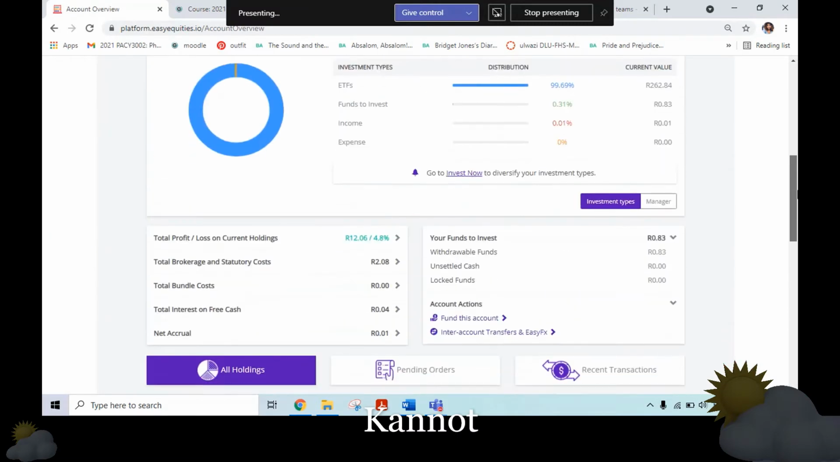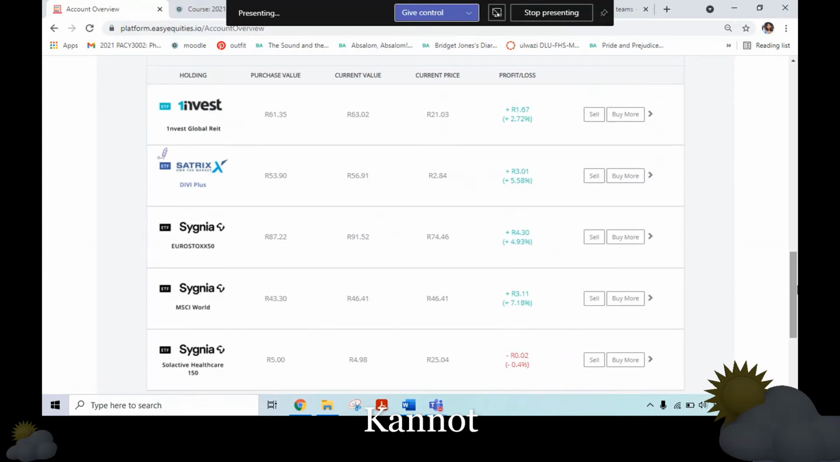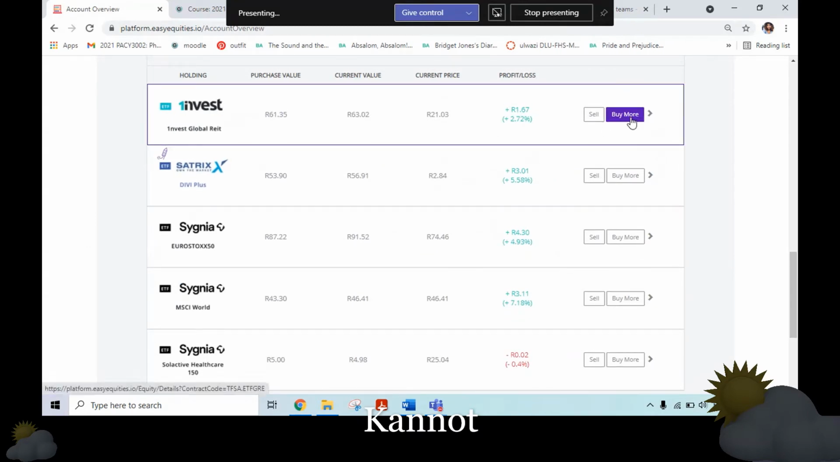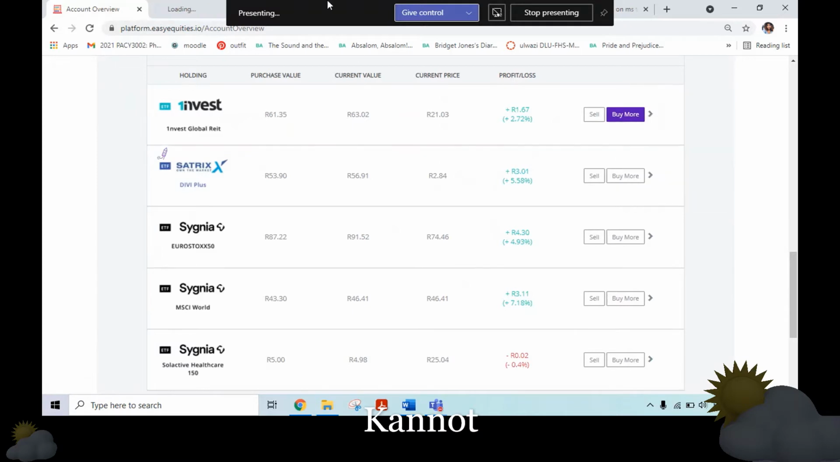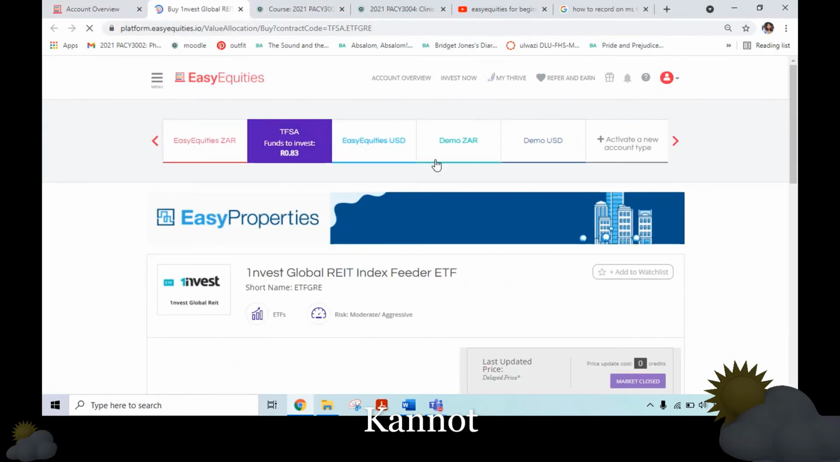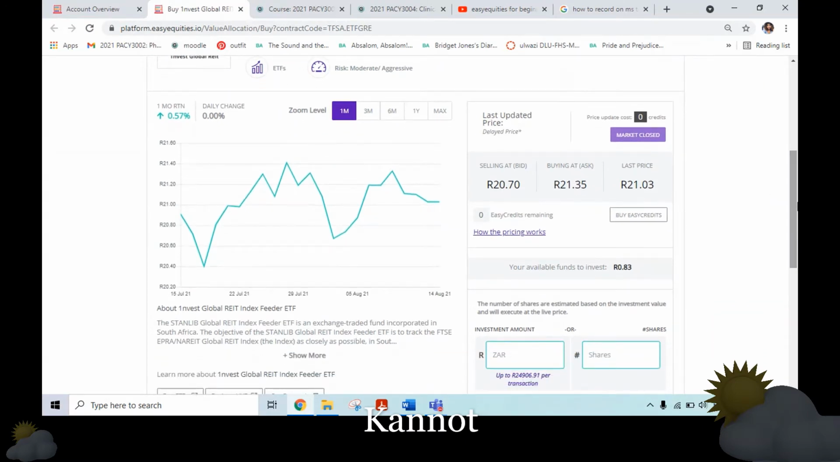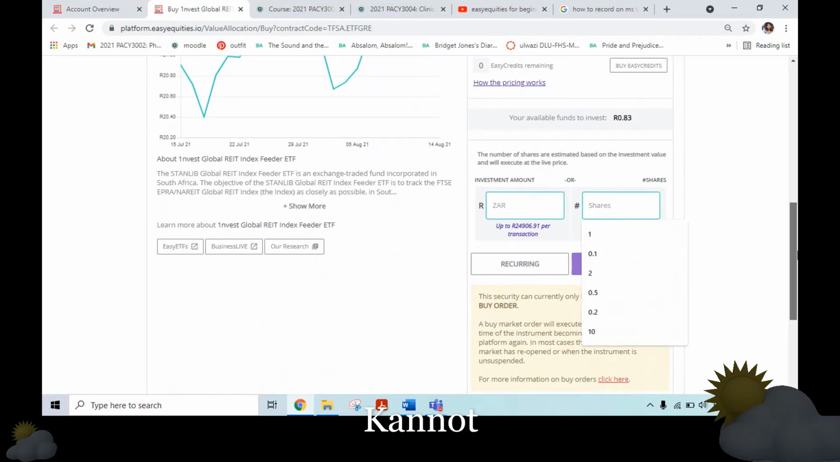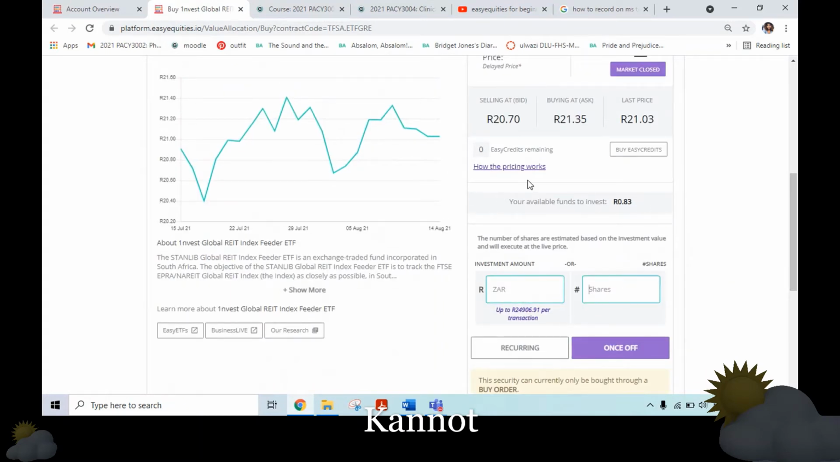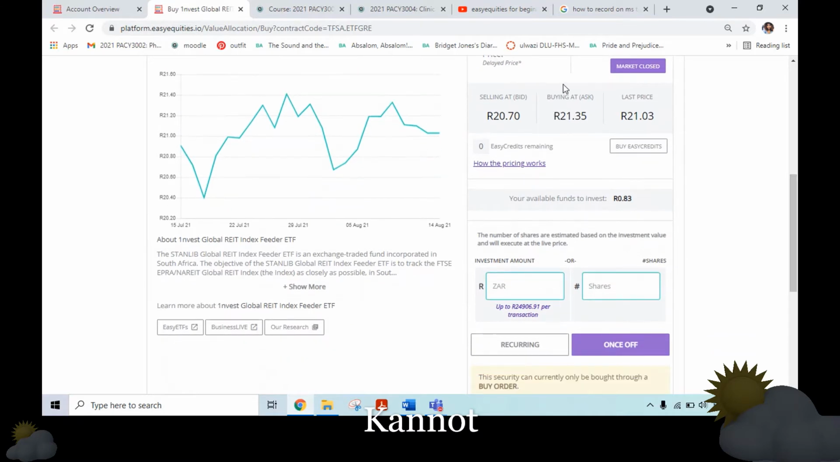Okay, so now let's quickly see how to buy a stock and sell a stock. With EasyEquities, let's say buy more. Okay, we want to buy a stock in the property ETF. If I want to buy one stock, I've spent all my money. It shows you ahead of time how much you have to invest. So now it costs this much to buy a stock: 21 Rand 35 cents.